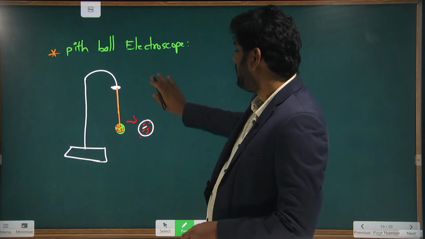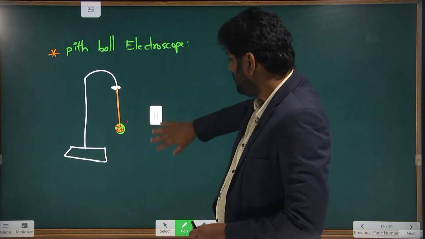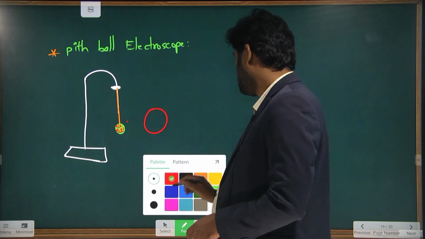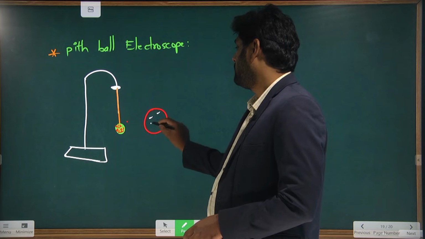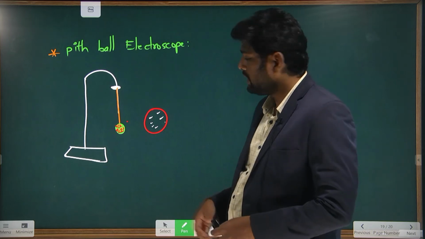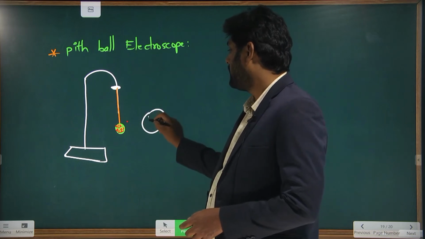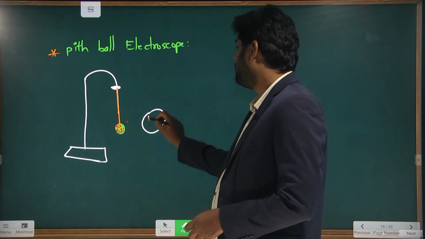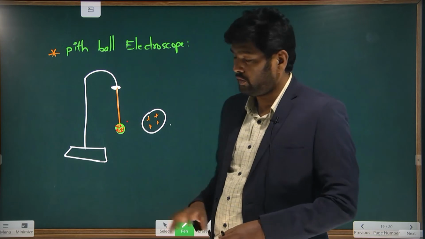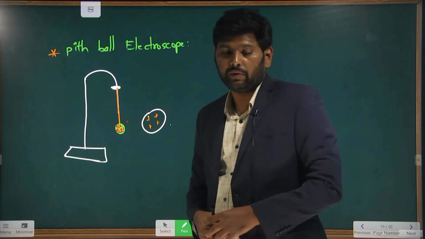Now, in the same way, if you take another body, this body has negative charges. So this is a negative charged body. Already done the negative charge, let me take positive charge. Now the same body has positive charges. When you place this positive body near the pith ball, the pith ball will deflect away from the object.